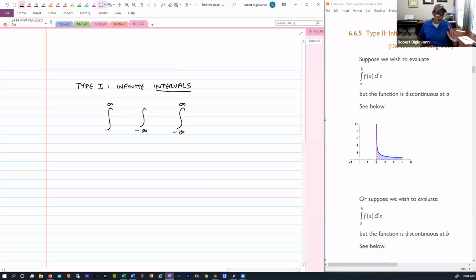Type 2 is different, all right? Type 2, you don't necessarily know that you have it unless you're looking for it, which means we always have to be mindful that we might. So type 2, we have infinite integrands.